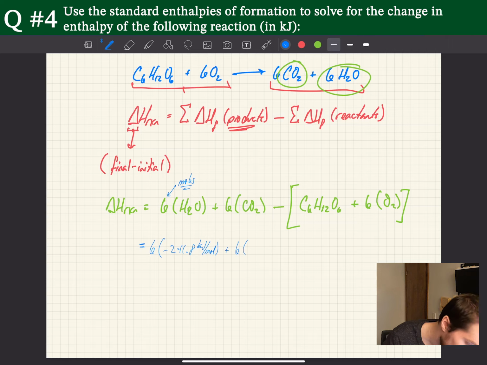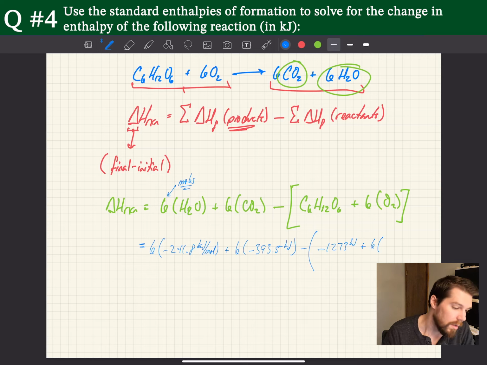Plus 6 times CO2, so negative 393.5 kilojoules per mole, minus the quantity of the glucose, that's going to be negative 1273 kilojoules per mole, plus 6 times, well, my table doesn't have a value for the oxygen.